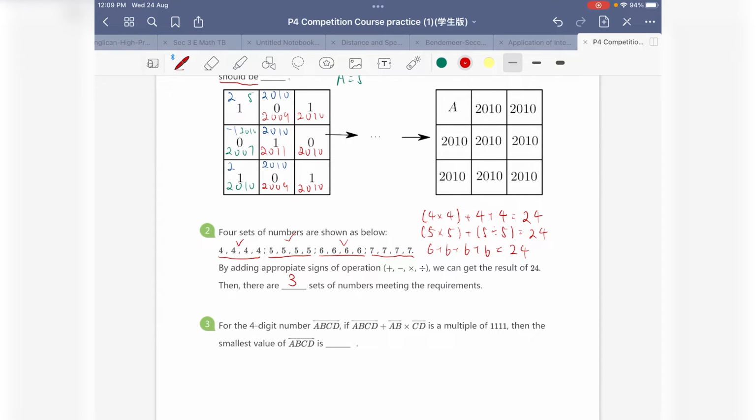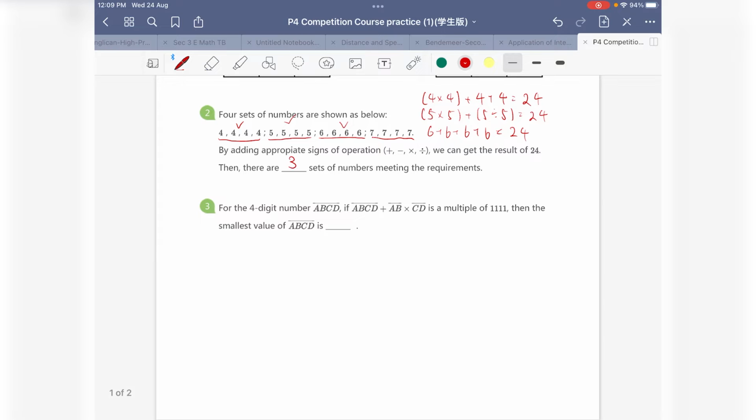Alright, this one really relies a little bit on creativity, and hopefully you guys are able to be a little bit more creative when it comes to looking at all these numbers in order to solve such questions. Alright, now let's move on to question 3.